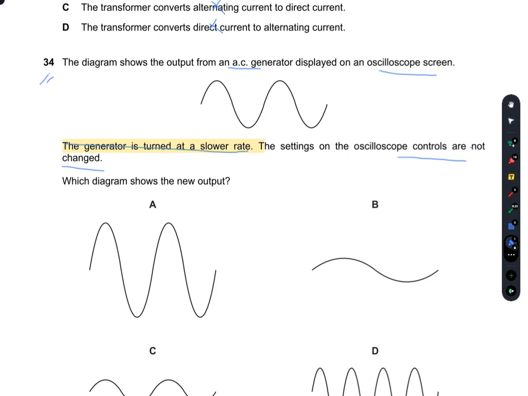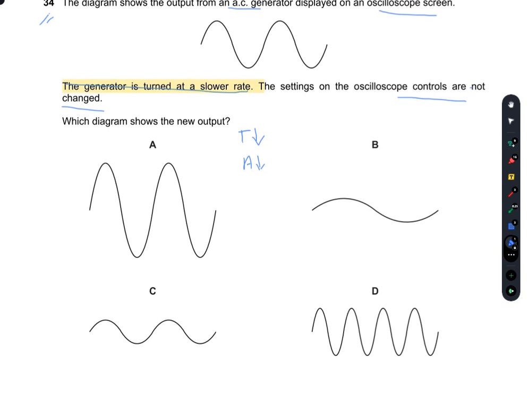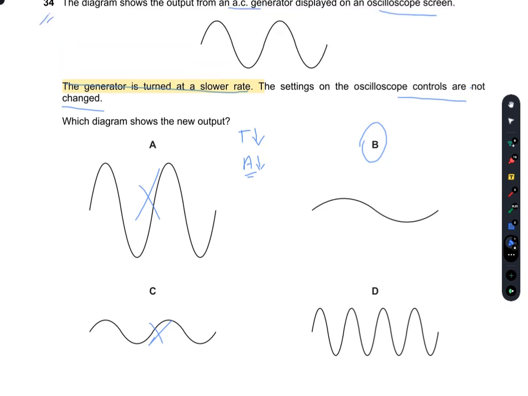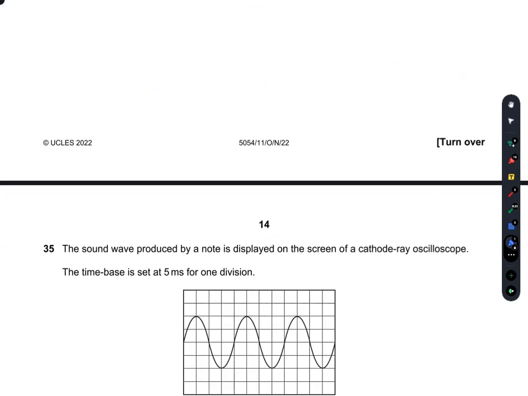Now the generator is turned at a slower rate, which means that the time period would increase and the amplitude will also decrease. So not A, again not C, the time period is changing in B and the amplitude is also decreasing. In D the amplitude is not changing. So B would be the right option.